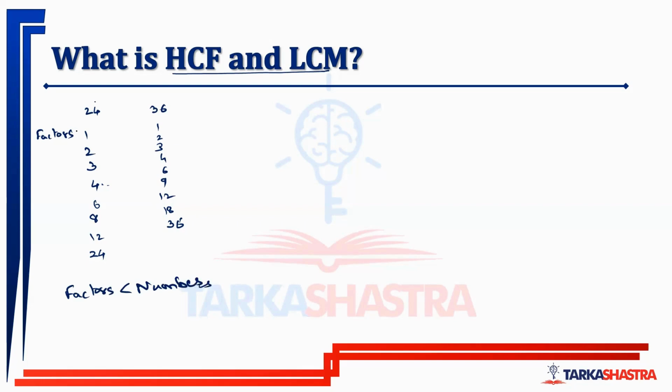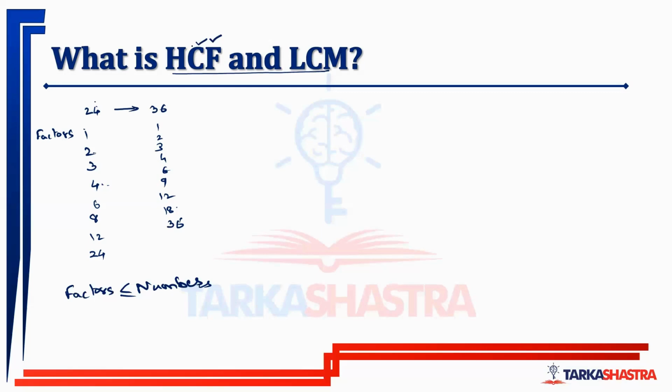Yes or no? So, factors of 24 are less than or equal to the number. 1 is less than 24, 2 is less than 24, 3 is less than 24. Similarly for 36, 1, 2, 6, 12 and 18 are less than 36. So the first thing we understand is that factors are generally less than the numbers. This is what we have understood by factors.